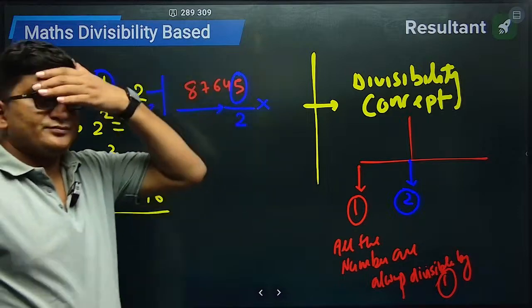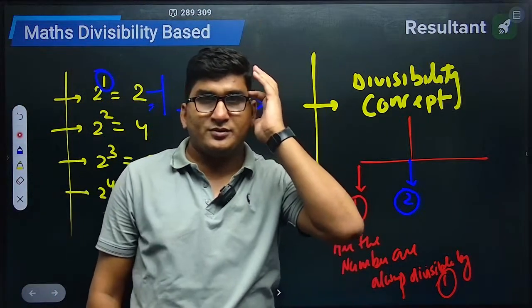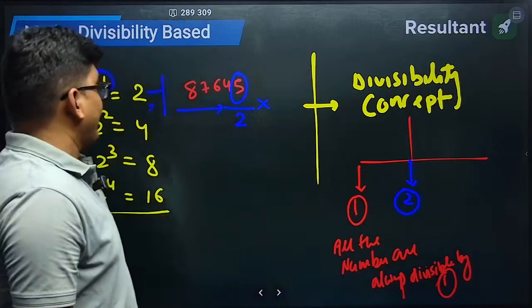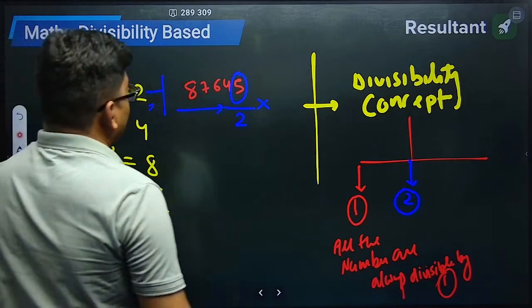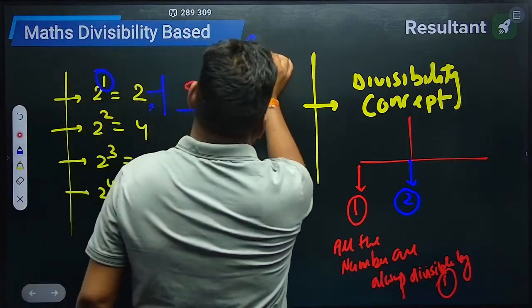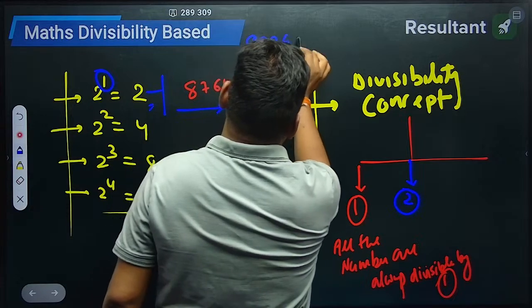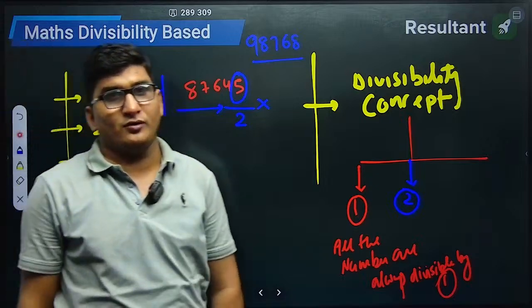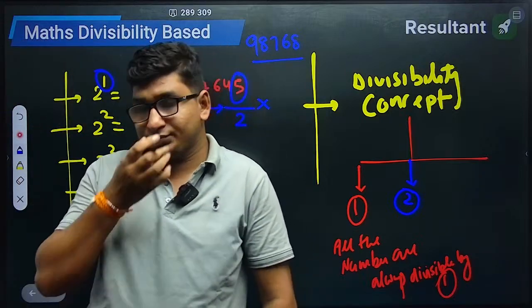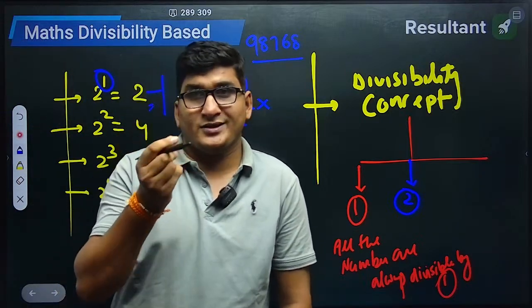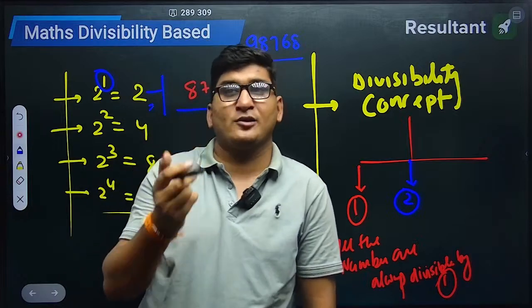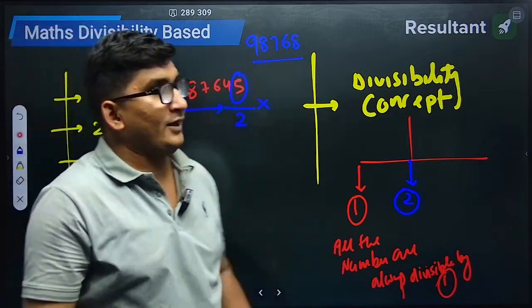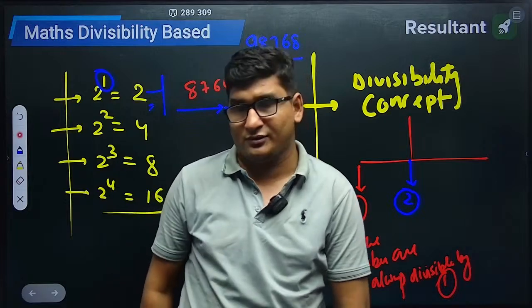In that case, the number will also not be divisible by 2. I wrote another number here, 98768. I want to know: is this number divisible by 2 or not? So you will see the last digit of this number, or we can say the unit digit, that is 8, and 2 will definitely completely divide it.